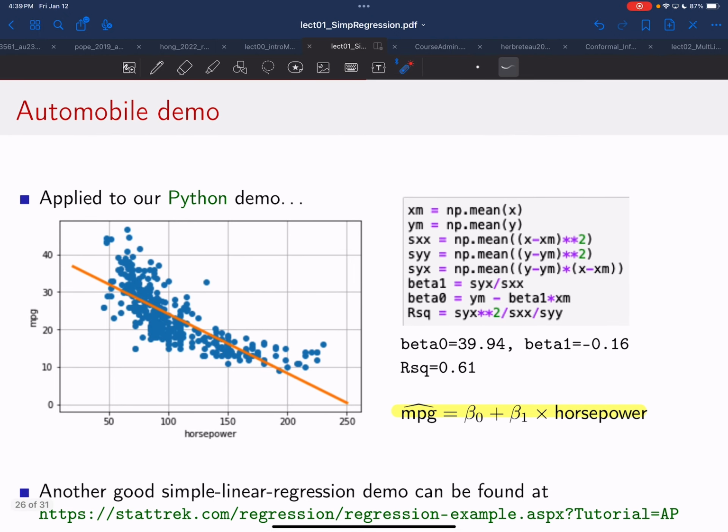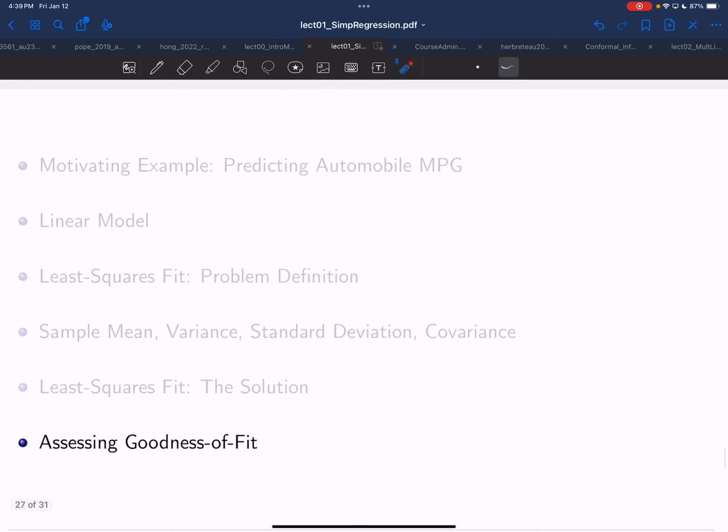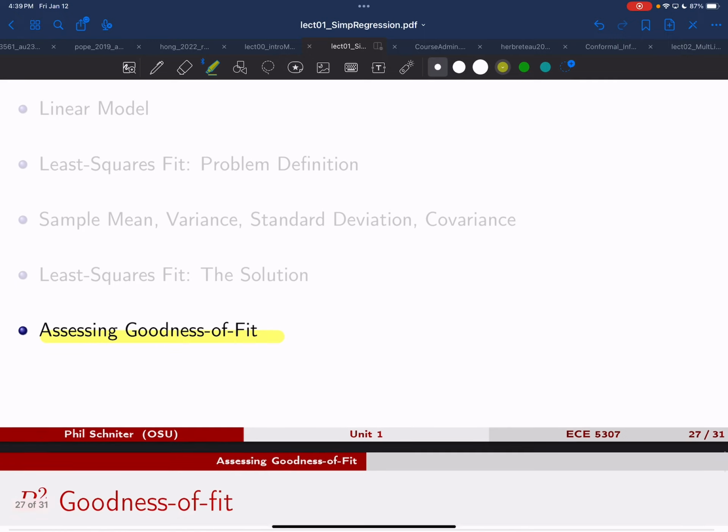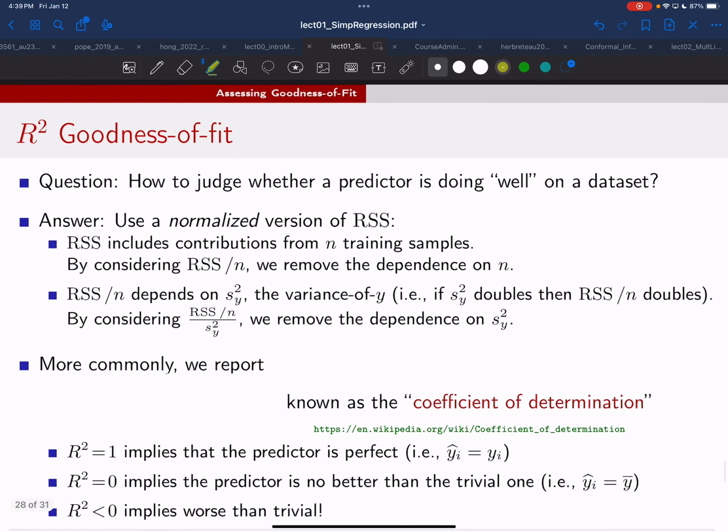Okay, any questions on this? All right, so now one might ask the question, well, is this a good approximation or is it not so good of an approximation? Is there some way we can quantify the goodness of the approximation? And that is exactly what we're going to do next. We want to assess goodness of fit, come up with some particular way of looking at it.